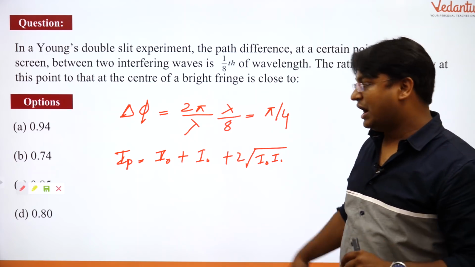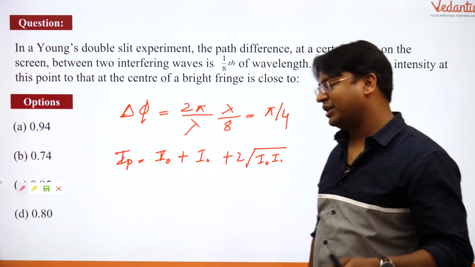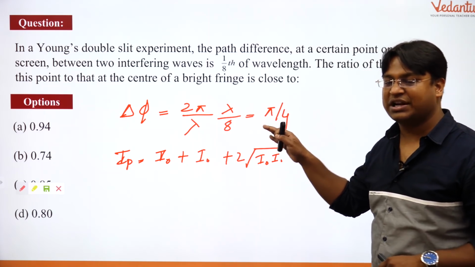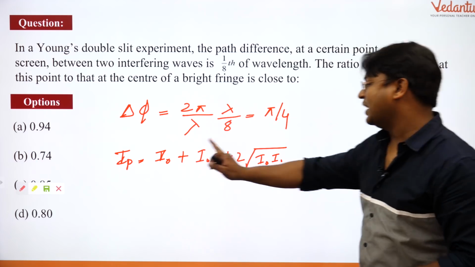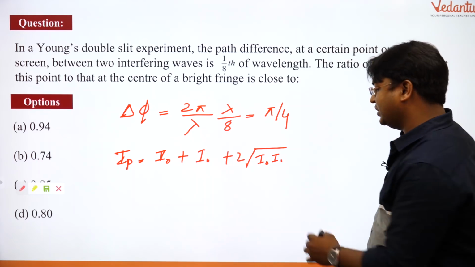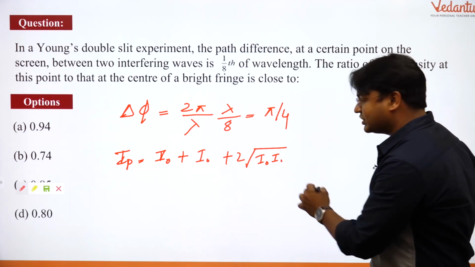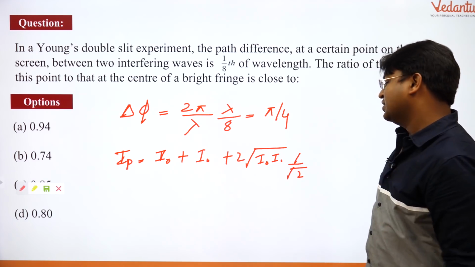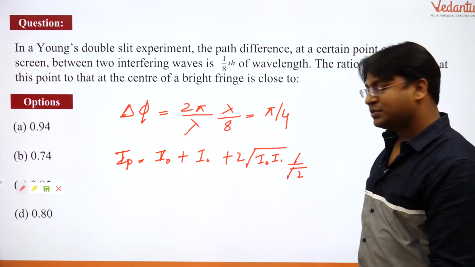You should be aware of it. This expression should be in your mind. If not, we have just seen this expression in the opening slide, or the first or the second slide, where I was revising the theory. So I1 plus I2 plus 2 root I1 I2, then we had cos delta phi. Cos delta phi would be 1 by root 2, because cos pi by 4. So this is what we are getting.